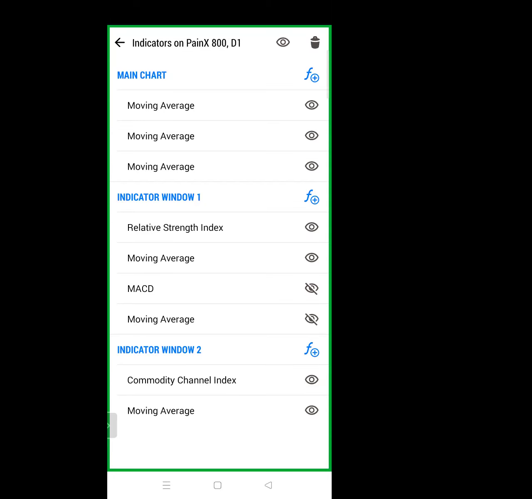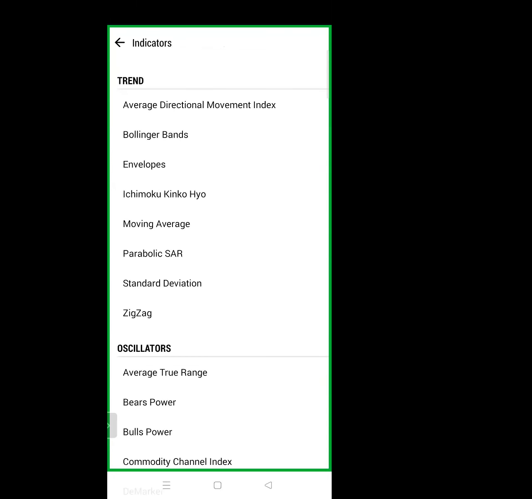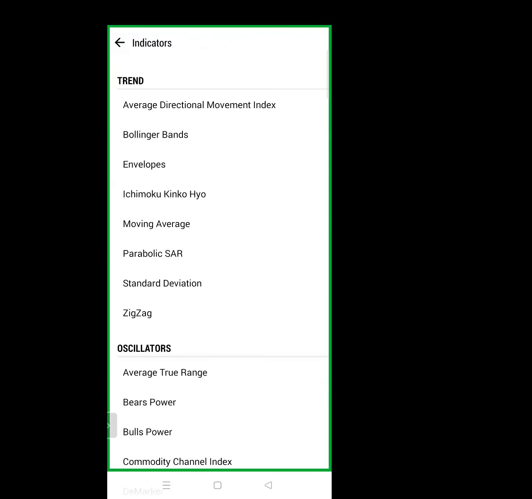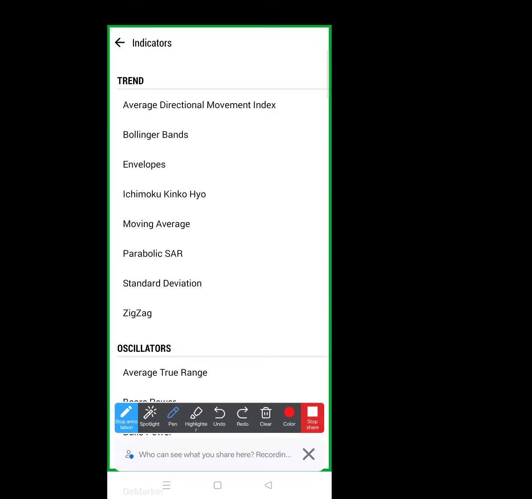So what do you do in this case? You click on this F sign, and you add moving average. This is the moving average here. You click on moving average. I believe you can see the moving average. You click on it and you set up.